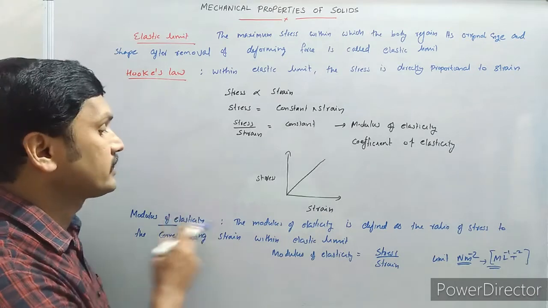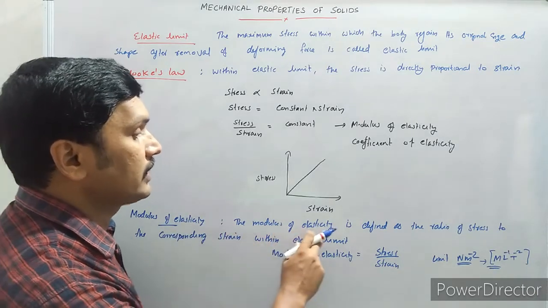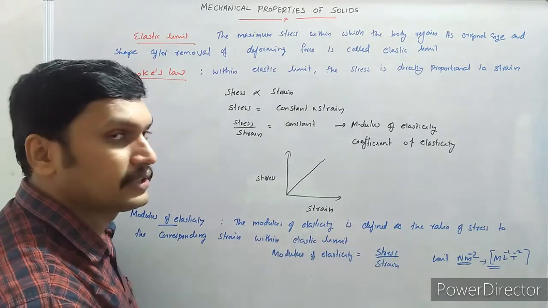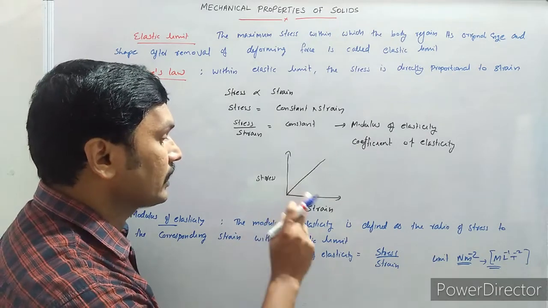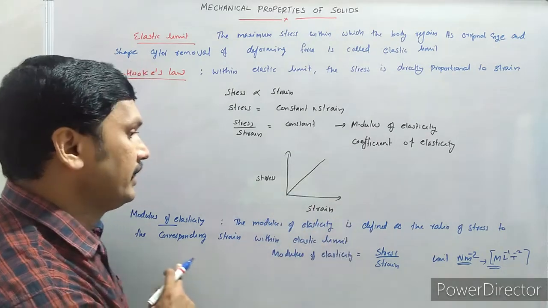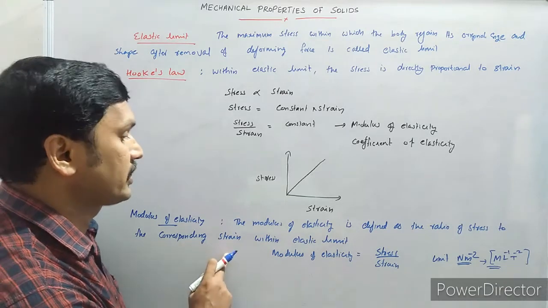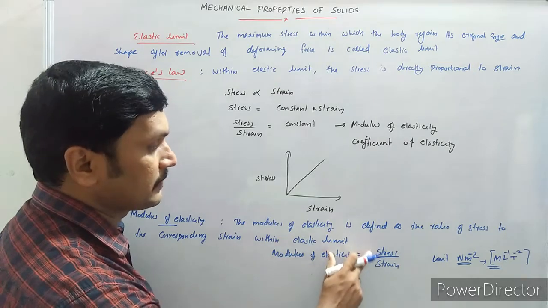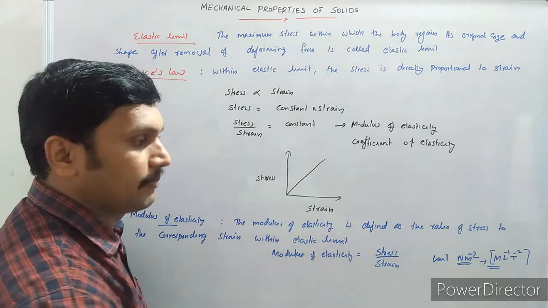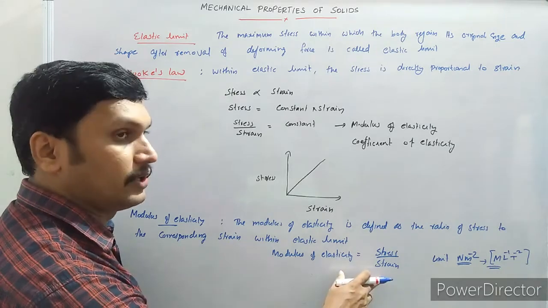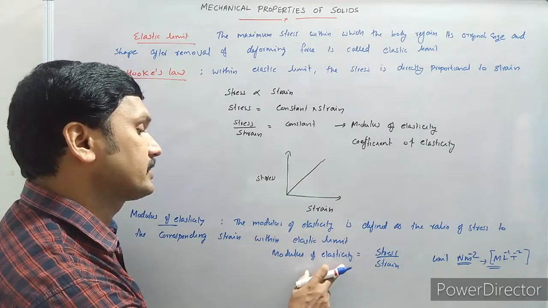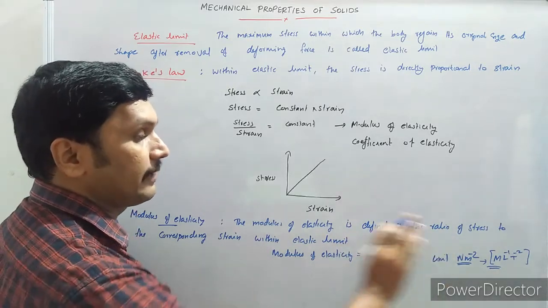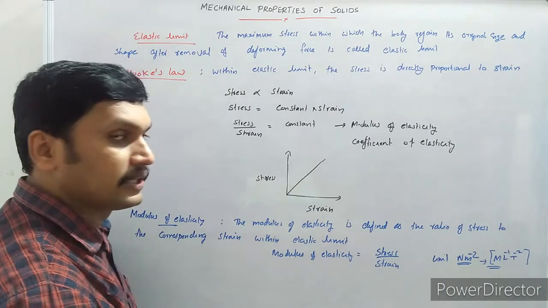So modulus of elasticity is defined this way: the modulus of elasticity is defined as the ratio of the stress to the corresponding strain within the elastic limit. So modulus of elasticity is equal to stress by strain, and its unit is Newton per meter square, because strain has no unit. So the unit of modulus of elasticity is the unit of stress. That's why it becomes Newton per meter square, and its dimension is M L raised to minus 1 T raised to minus 2.